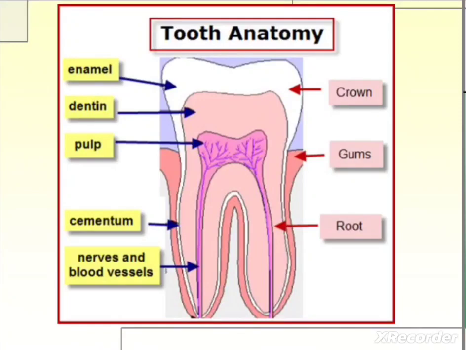In this video, we will study about the dental pulp. In the image, you can see the tooth anatomy. So, a tooth is comprised of enamel, dentine, pulp, cementum. So, amongst the different parts of the tooth, only the enamel is the non-living part, whereas dentine, pulp and cementum are the living parts of a tooth.